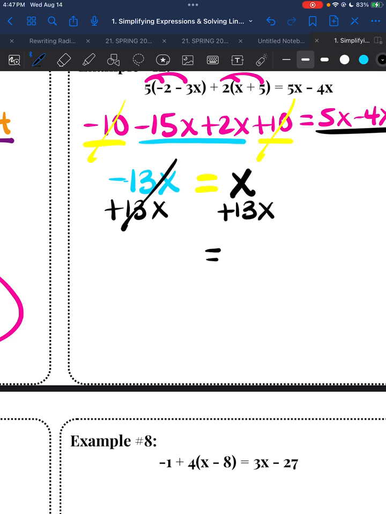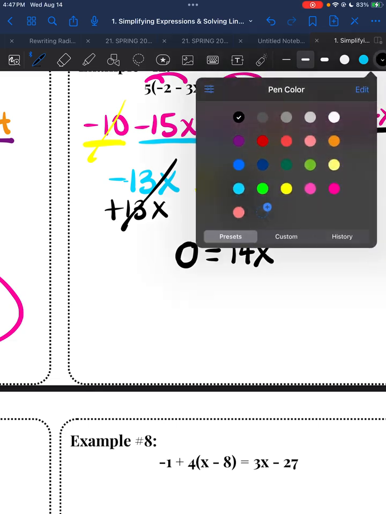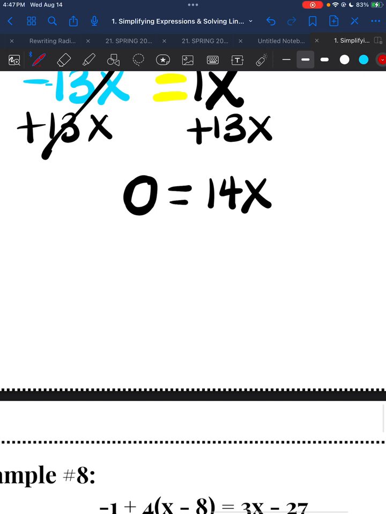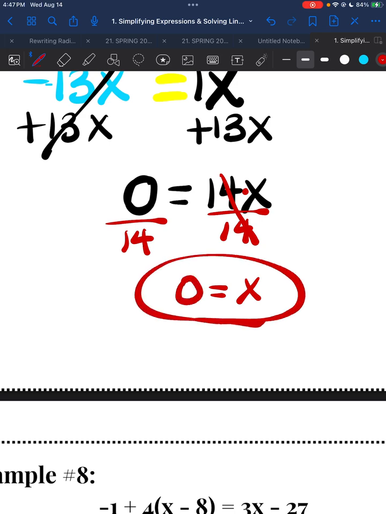So I have 14x. On the left, since they cancel out, you need to put a 0. Because we need to put something on the opposite side of the equal sign. And then here you just keep going. To get the x by itself, just like you would with any problem, you divide by 14. I know it looks weird, but it's the same thing. And then 0 divided by 14 is 0. That's your final answer.